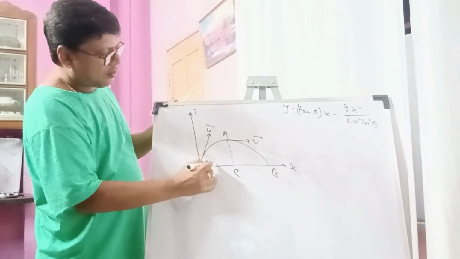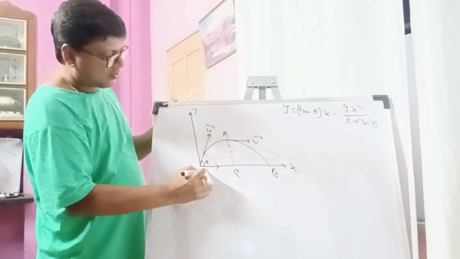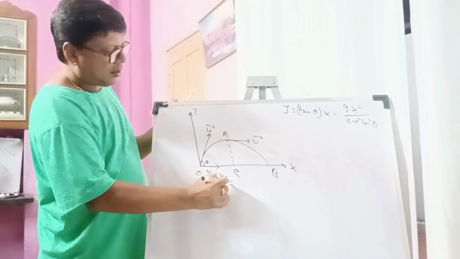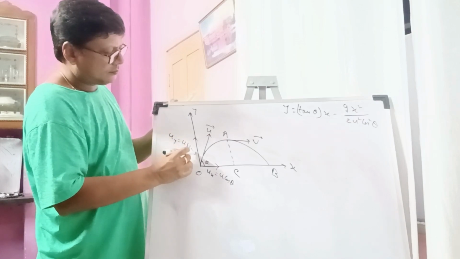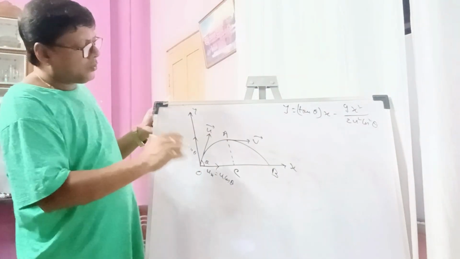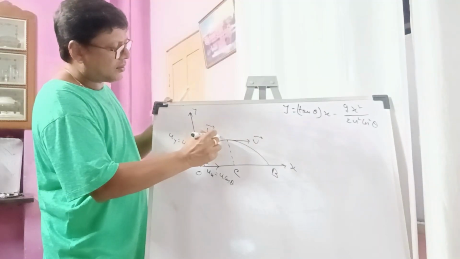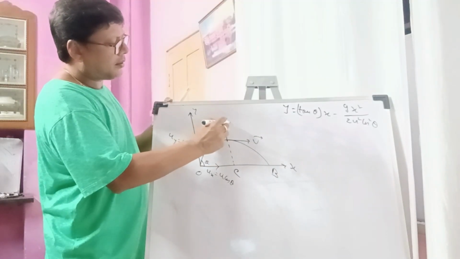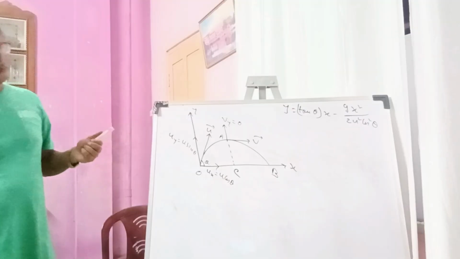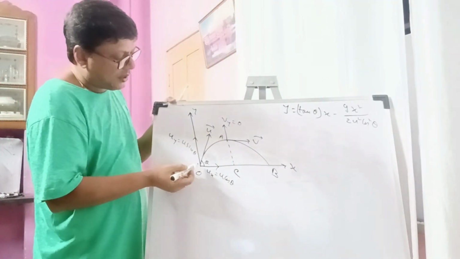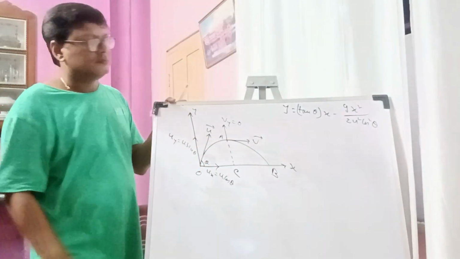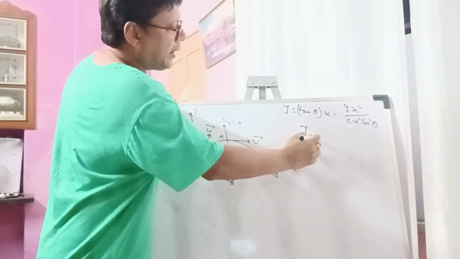The angle of projection is theta, so one component is ux, that is u cos theta, and another is uy, that is u sin theta. Now I am going to find out one more thing. The vertical component here equals 0. Now I am going to find out the time of ascent, that is the time taken to reach from O to A, that is TOA.